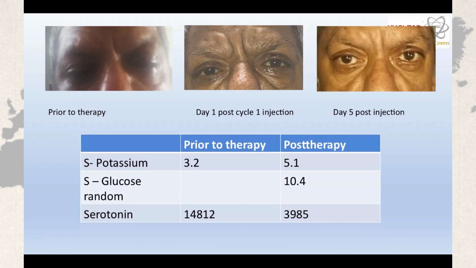Including with that, prior to therapy, his potassium was 3.2, and this was on potassium replacement. Post-therapy, it went to 5.1 with no requirement for potassium replacement. Randomized glucose prior to therapy was always unrecordable, and he was always placed into glucose infusions. But post-therapy with no glucose infusion, his glucose was 10.4. Serotonin pre-first cycle was 14,812, and post-therapy went down to 3,985.